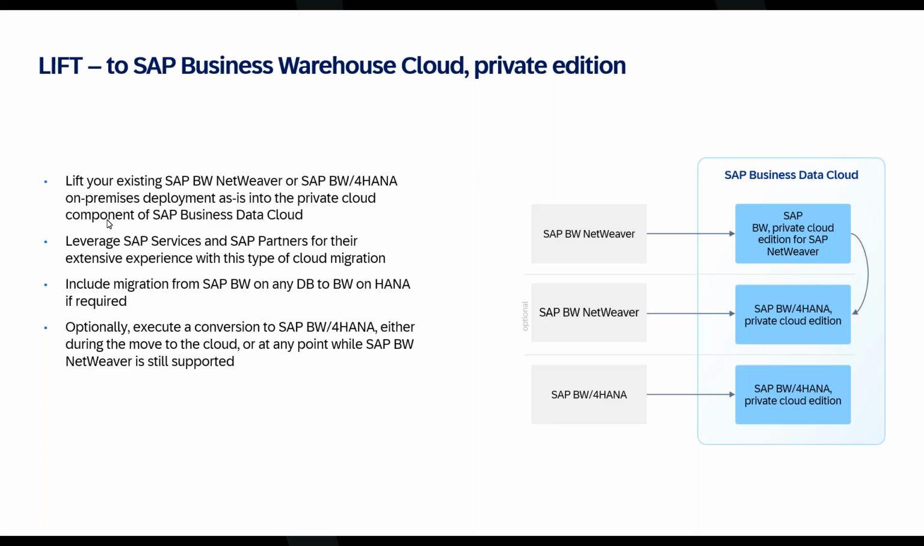Now, a customer that is on BW 7.5 on HANA or a relational database can decide to migrate to BW PCE, private cloud edition, on Business Data Cloud. It's the only way; the customer needs to be on the last version of BW. If the customer has BW for HANA, it's the same way. The customer can decide to migrate this BW for HANA directly into Business Data Cloud on private cloud edition, and to subscribe to a cloud contract.